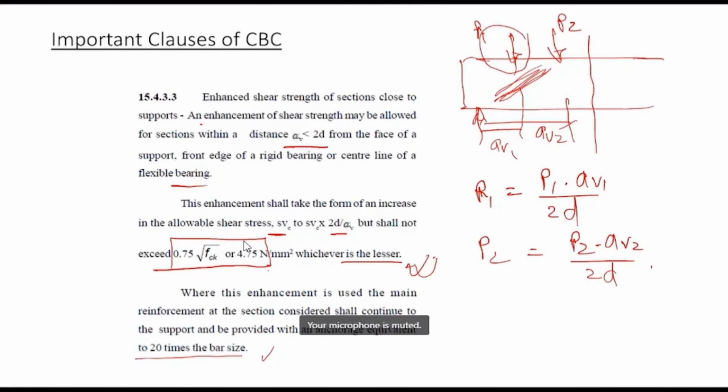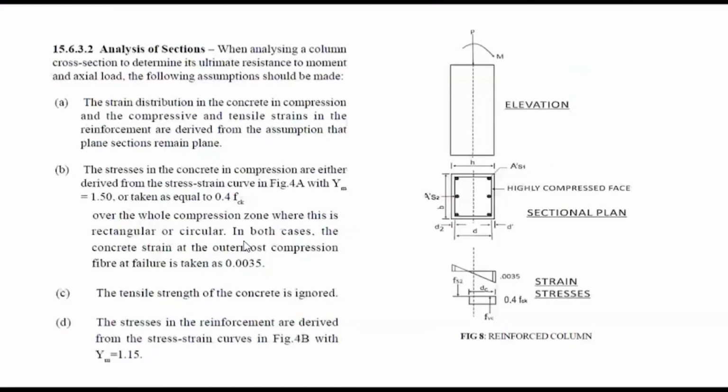Now this is the analysis for column. This is also similar to our IS code, but the value 0.4 fck has been taken here also, the average value of stress.